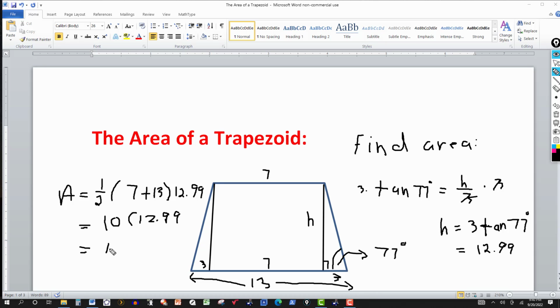That'll give me 129.9 square units. And like I said, depending on what they tell you, if you round it to the nearest whole number, 130. So the area would be 129.9 square units or 130 square units.